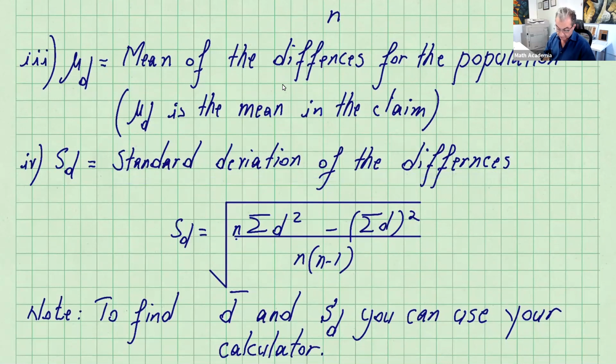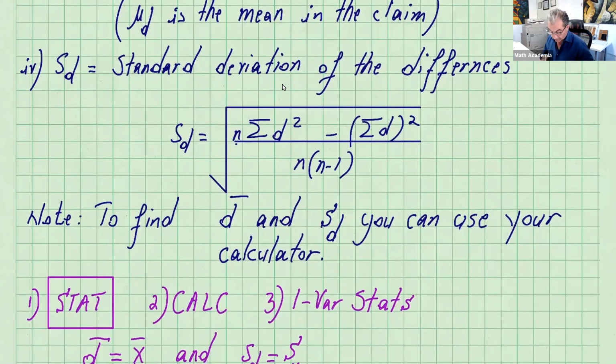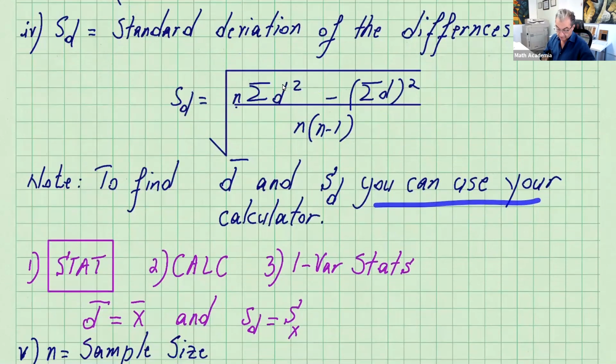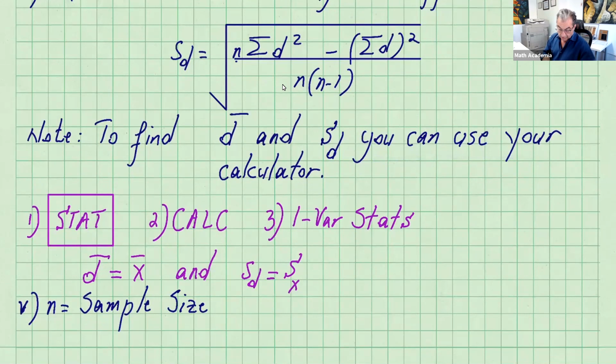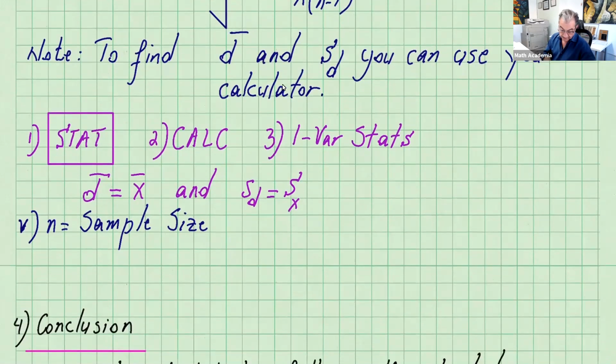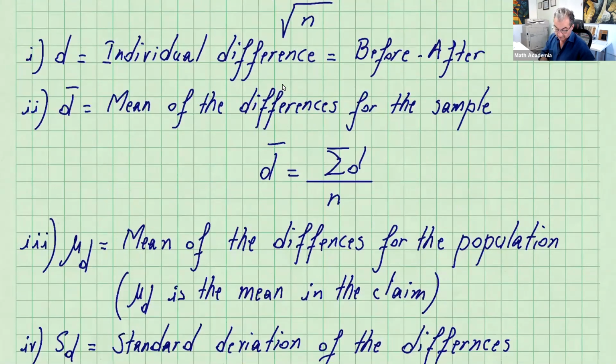S sub D, we have the formula square root of n times sum of d squared minus the sum of d quantity squared, divided by n times n minus 1. However, I put a note here for you to find D bar and S sub D. You can use your calculator. So you can go to stat calc and then just pick 1-var stats. D bar is the same thing as X bar in the calculator, and S sub D is the same as S sub X in the calculator. And N, wherever you see N, we already know N is the sample size.